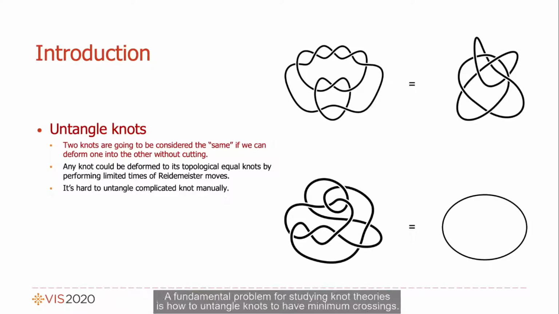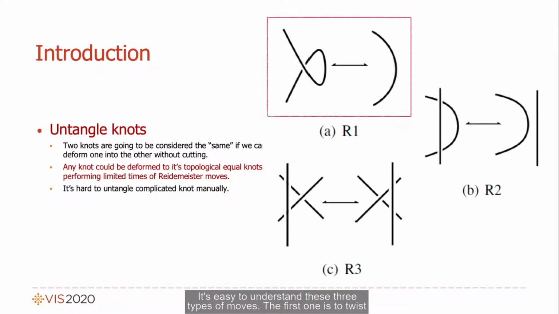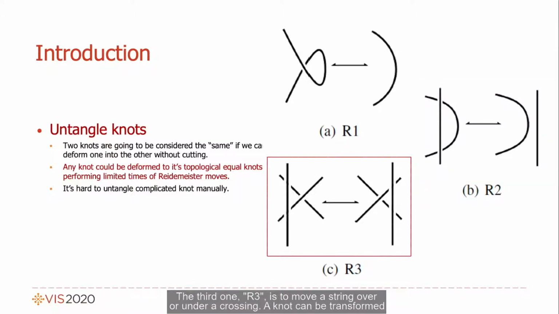A fundamental problem for studying knot theory is how to untangle knots to have minimum crossings. We can perform the knot deformation based on three elementary changes called Reidemeister moves. It's easy to understand these three types of moves. The first one is to twist and untwist a knot, and we call it R1. The R2 is to move one loop over another. The third one, R3, is to move a strand over or under a crossing.